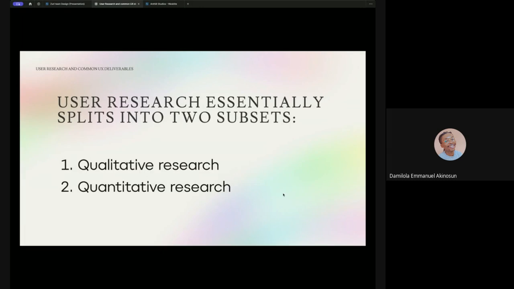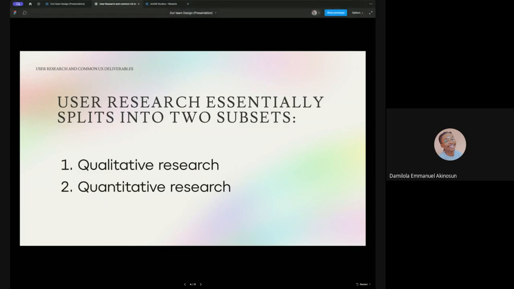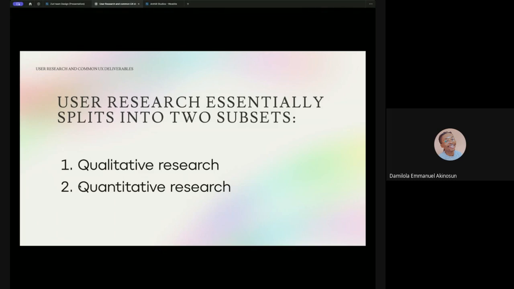Now, when it comes to user research, it actually splits into two subsets, right? There is the qualitative research and the quantitative research. Now, they might sound familiar, right? But they are not. There's qualitative research and quantitative research. And basically, we're going to be talking about these two, how they tie in, and why they're important, right?